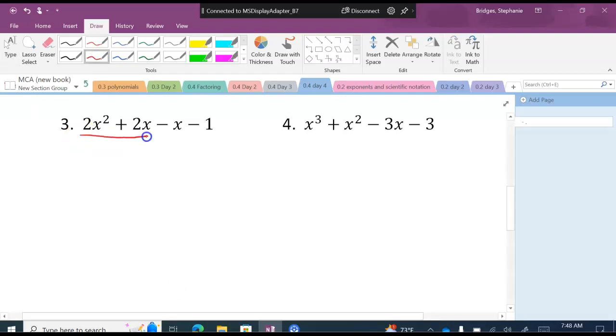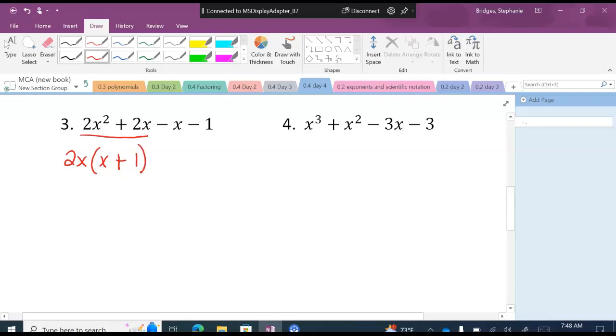Focusing on your first two terms, look at what they have in common, and pull that out. What is it that 2x squared and 2x have in common? A 2x. Okay, so let's factor out that 2x. And then when I do that, what is left? X plus 2x divided by 2x is just 1.